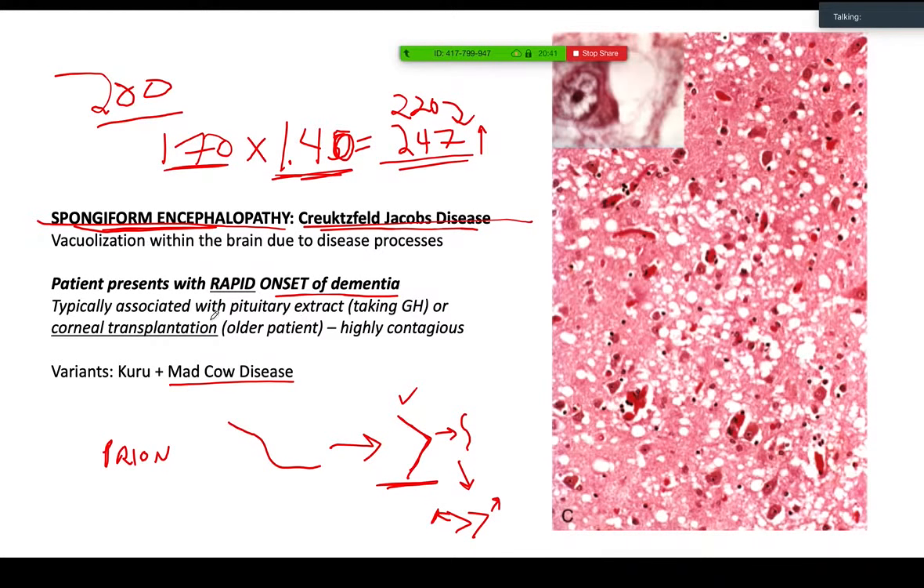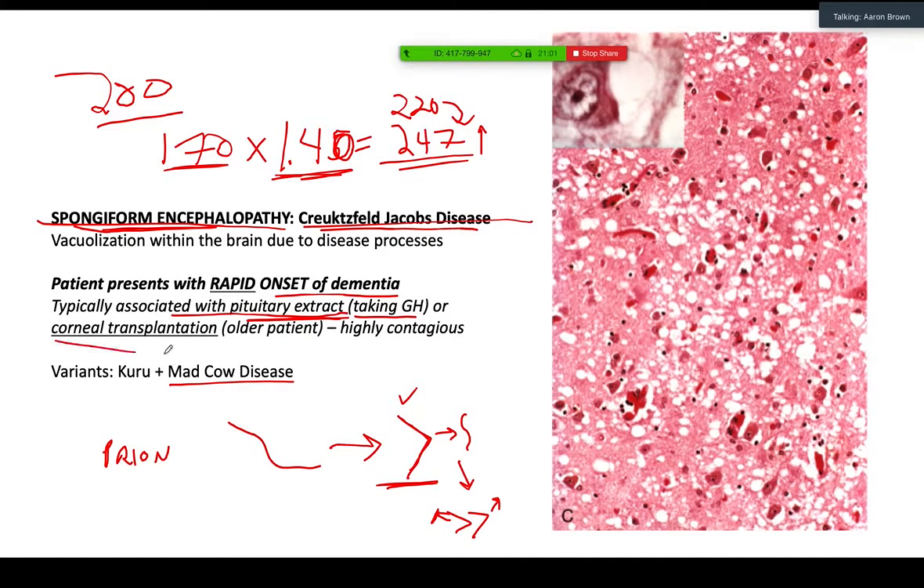So it's associated with pituitary extract. Someone taking growth hormone, when we extract this part of the pituitary from another animal or another human being, if that particular animal or human being had prions, those prions are now in this new person's body.